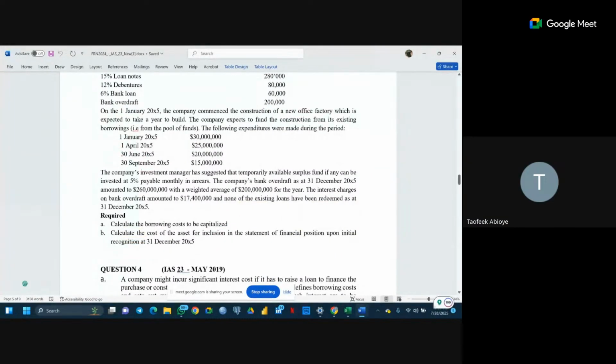The company investment manager has suggested that the temporary available surplus funds, if any, can be invested at 5% payable monthly in arrears. Monthly in arrears means they will be paid in an accrued manner. The company bank overdraft as at 31st December 20X5 amounted to 260, with a weighted average of 200,000. The interest charge on overdraft amounted to $17,400,000, and none of the existing loans have been redeemed as at 31st December. Calculate the borrowing cost and also calculate the asset value to be included in the statement of financial position.